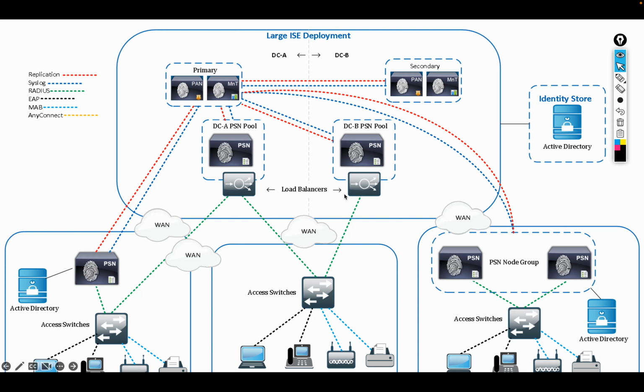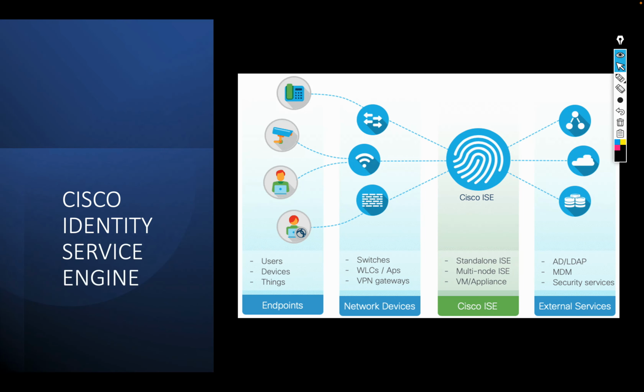So this is about the deployment, how we can deploy ISE. But let's talk a little bit more about ISE itself. So as I said, we consider every endpoint, with users, devices, IoT, connecting to the network using the network devices: switches, WLC, APs, VPN gateways like firewall, ASA, or FTD. So every time that these guys try to connect to the network using these devices, here are the names, but there is another name for that.